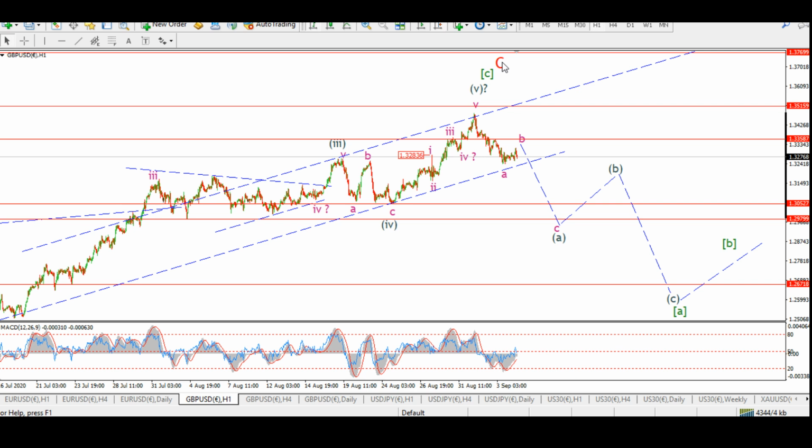The larger count calls for wave D of a triangle. So you see the top of wave C here, and wave D should head lower in 3 waves. So I think if we break the lower extent of this left shoulder here at about 129.80, that should be enough to confirm wave D underway.